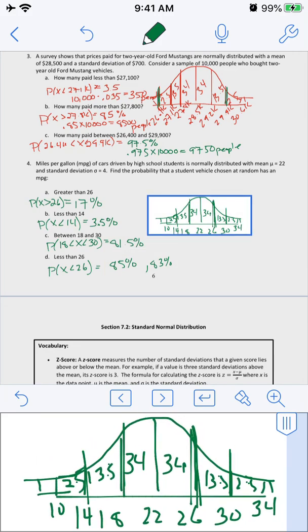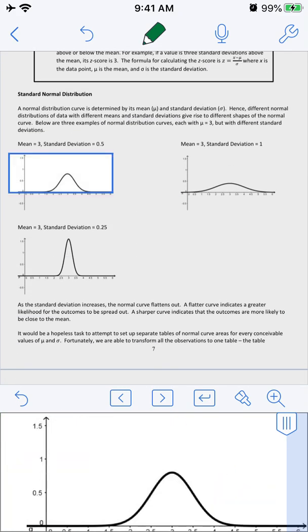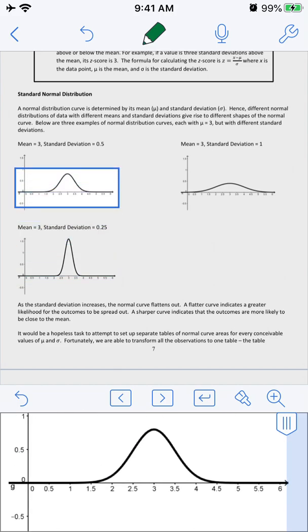We had the scores, the average MPGs for a car. We had a mean of 22 miles per gallon. We had them all the way up to 34 and down to 10. We did that by adding 4 to the standard deviation, right? We went both ways. And then we found probabilities based on all of the data that we found. Talking a little bit more about the mean and the standard deviation, we kind of mentioned this with the tests as well at the very beginning of the last video.